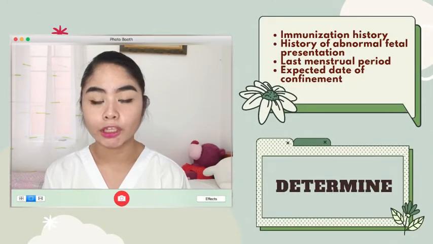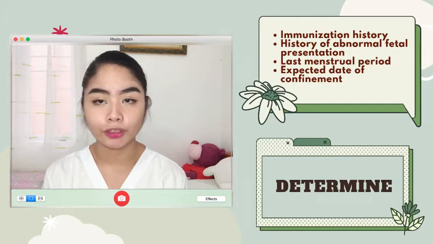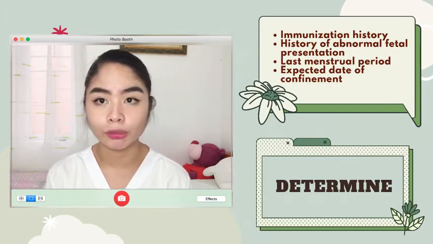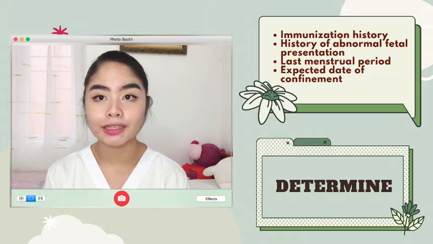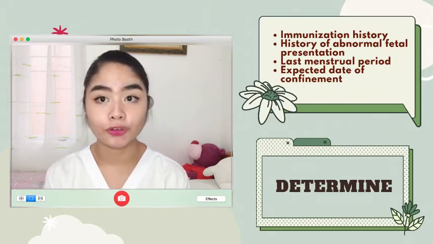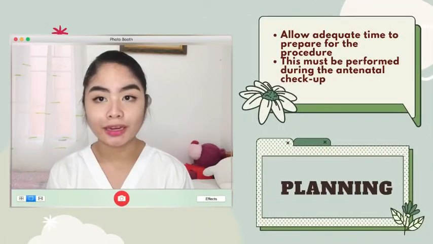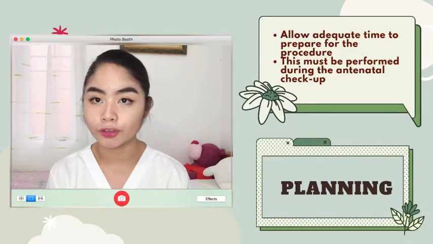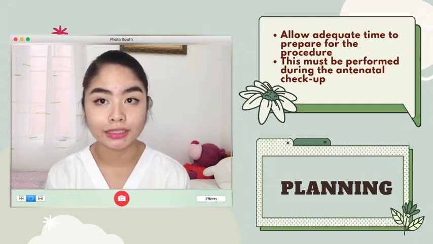You're also going to have to determine their immunization history, if their family has history of abnormal fetal presentation, and lastly you're going to determine their last menstrual period as well as their date of confinement. As for the planning, you're going to need adequate time to prepare for the procedure, as well as perform this procedure during the antenatal checkup.